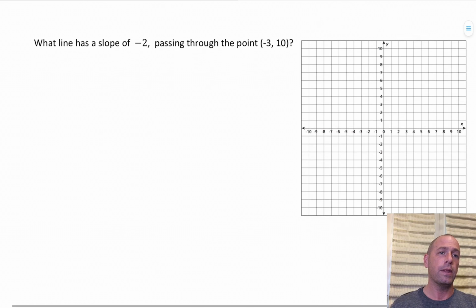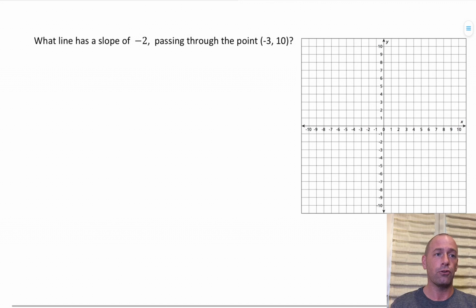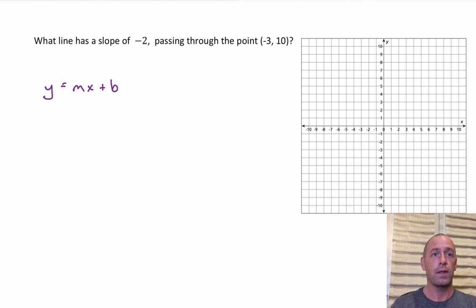So what I'd like to do in the next example is do the algebraic solution first and then use the graph as a check on our work. What line has a slope of -2 going through the point (-3, 10)? I start by writing this equation. You're probably going to write it a lot this unit. We know m, we know our x and y. The only thing we didn't know was b.